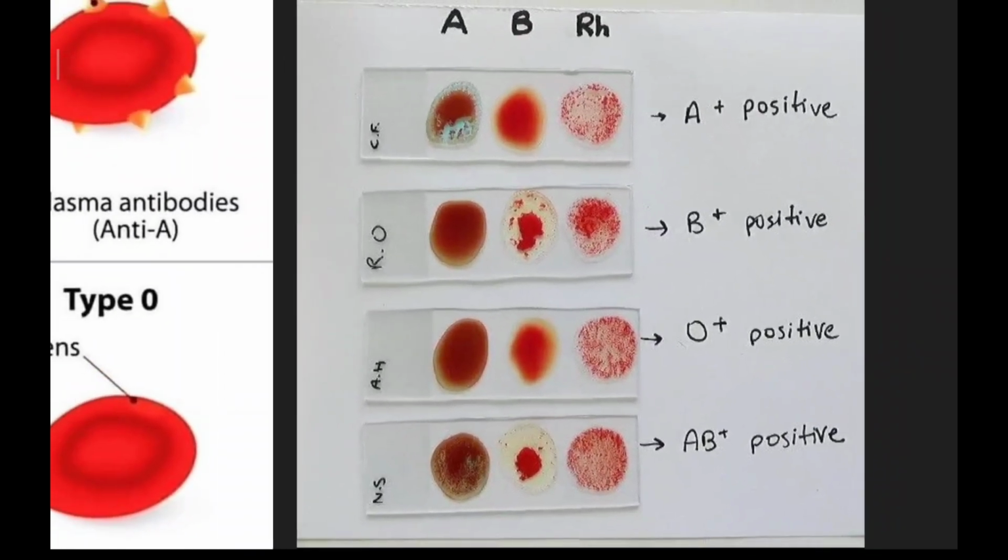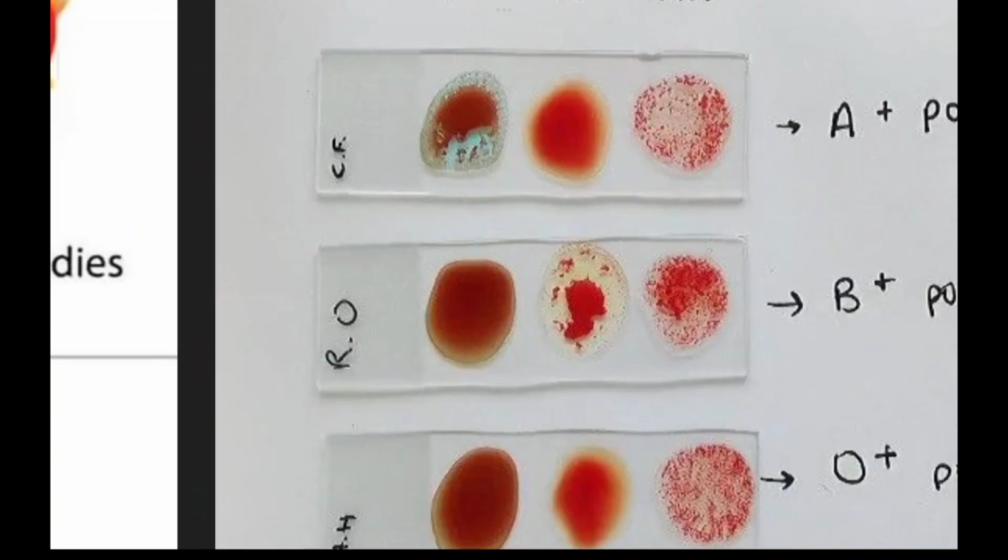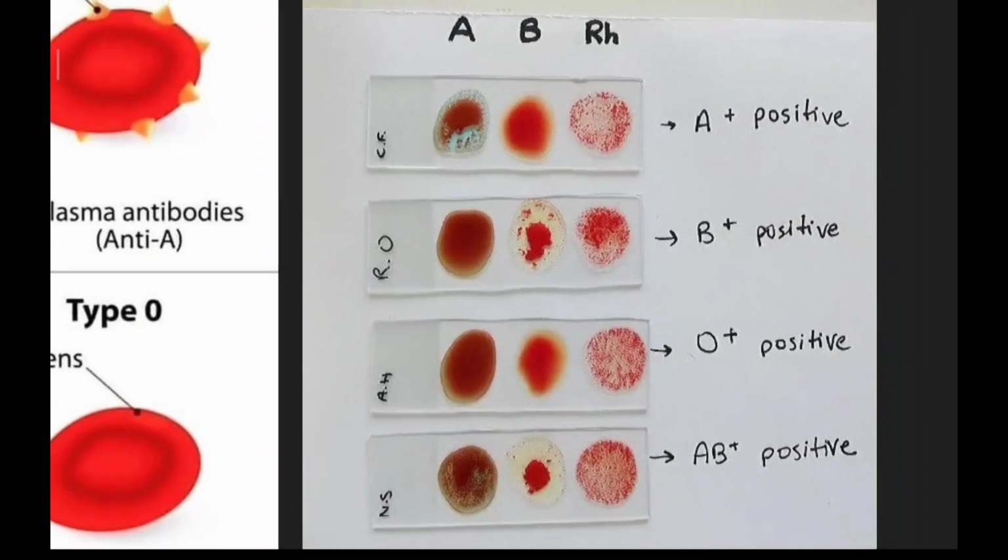So you're going to add anti-A to one drop, anti-B to another, and the anti-D serum to the third of the 3 drops of blood, and you're going to mix it up and find out the agglutination. The dot structure you see, that is the agglutination.